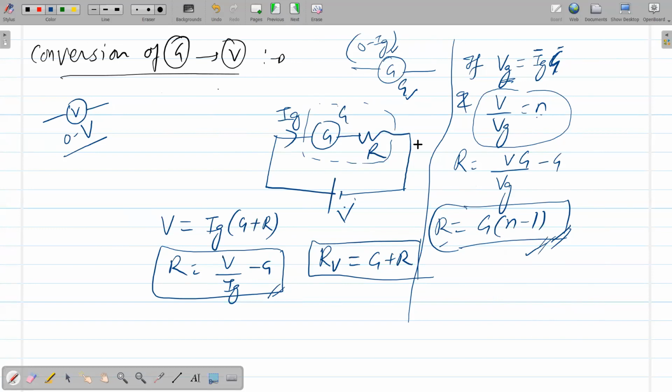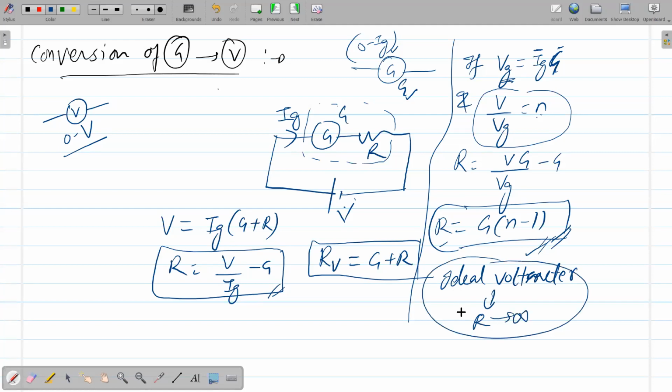Now let's do the same thing. If you want to decrease the error in reading, what should be done here? If you want to decrease the error, for an ideal voltmeter the resistance is infinity. You know this. For an ideal voltmeter, the resistance is infinity. Why? Let's check this out also.